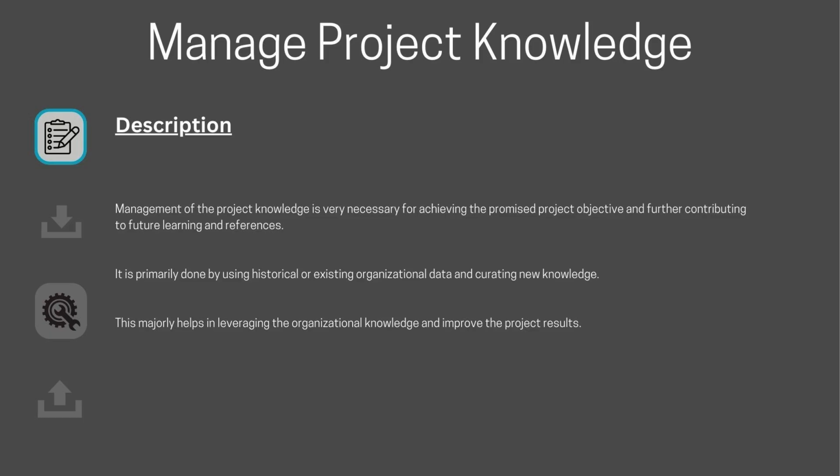Managing project knowledge is essential to achieve the project objectives as defined and agreed upon. This will make it easier to ensure that there is no ambiguity while executing the project, and it can also serve as a reference for future learning. This is primarily done by using historical or existing organizational data and updating or correcting the current knowledge. This needs to be done regularly, as it helps to improve the overall knowledge within the organization and enhances project results.